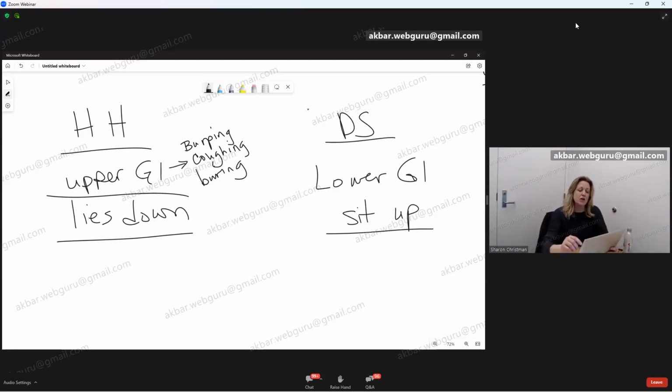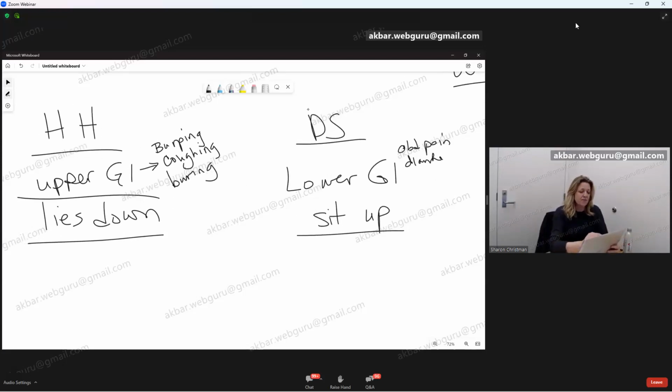Now, dumping syndrome symptoms are lower GI, so they can have abdominal pain, diarrhea. And that's for the rest of their life. After they've had weight loss surgery, dumping syndrome is a risk for the rest of their life because they just have this small place where food can hold. So they can get dumping syndrome forever.